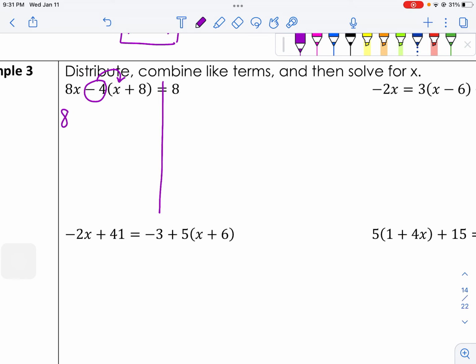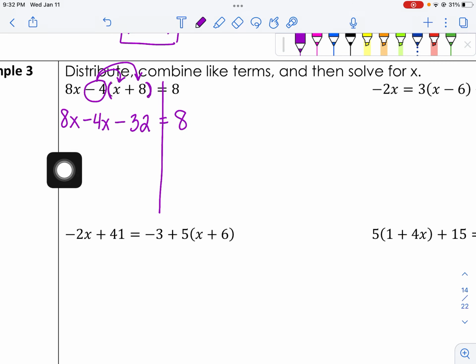I'm going to leave the 8x out front alone. So I'm going to have 8x. Then I'm going to have negative 4 times 1x, and negative 4 times 1 is negative 4x. Then I'm going to take that negative 4 and multiply it by 8. And negative 4 times positive 8 is going to be negative 32. And then that's going to equal 8 on the other side. So I stopped distributing when the parentheses ended, so only what was inside those parentheses.